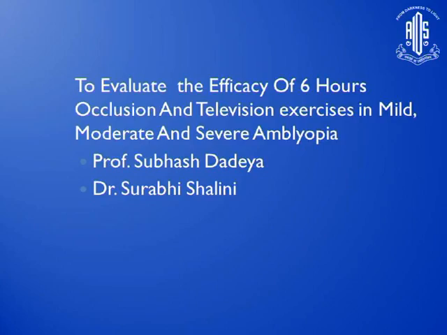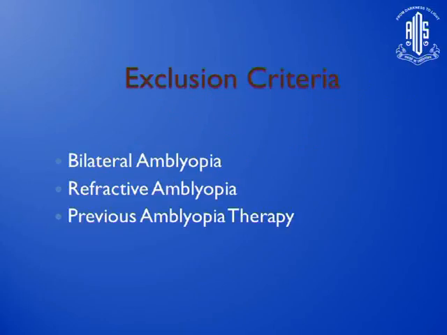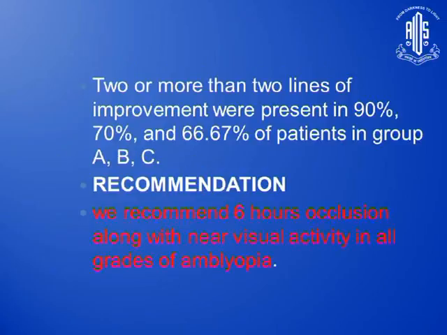Then another study was conducted to evaluate the efficacy of 6 hours occlusion and television exercises in mild, moderate and severe amblyopia. These were the inclusion criteria, these were the exclusion criteria, these are the study designs. And it was concluded that 2 or more lines of improvement were present in 90%, 70% and 67.7% patients in groups A, B and C.